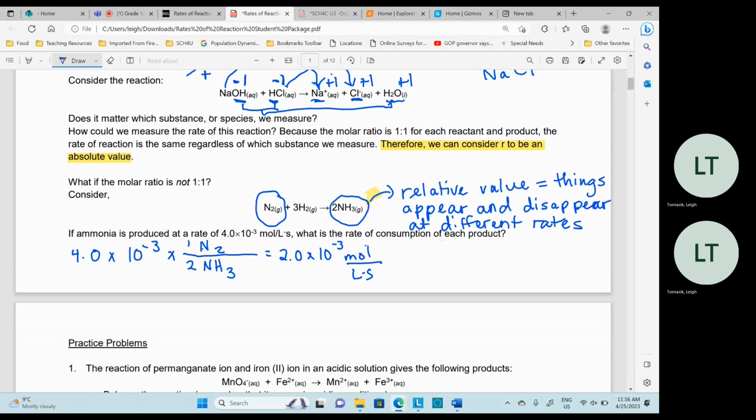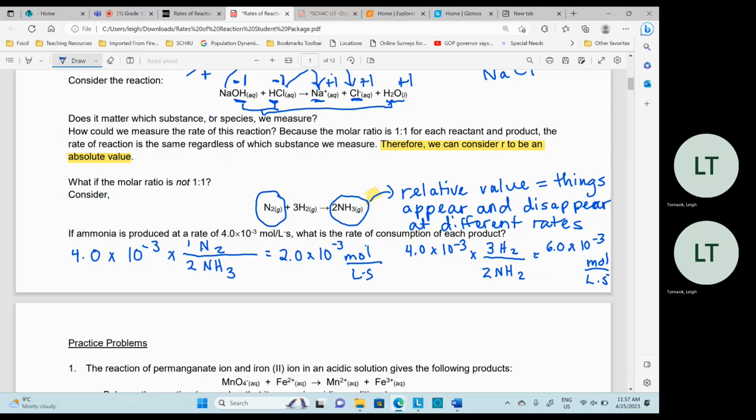right? And for every 2 ammonia that appear, 3 hydrogen disappear. So we can find the rate of hydrogen. So we have 3 hydrogen are consumed for every 2 ammonia that are produced, right? So this would be 3/2, which is like 1.5, right? 1.5 times 4 is 6.0 times 10 to the negative 3 moles per liter second.